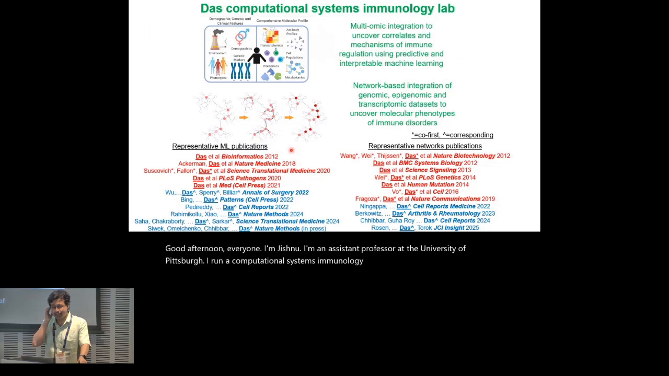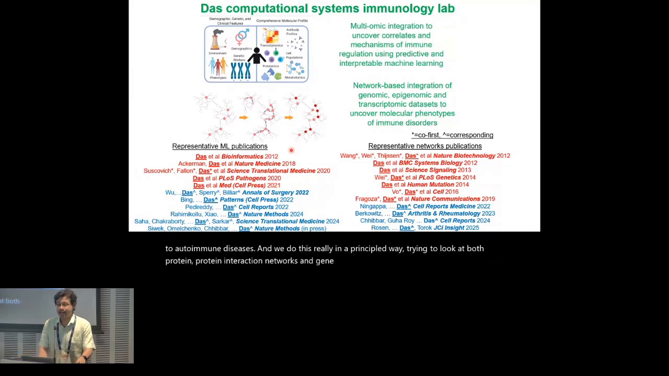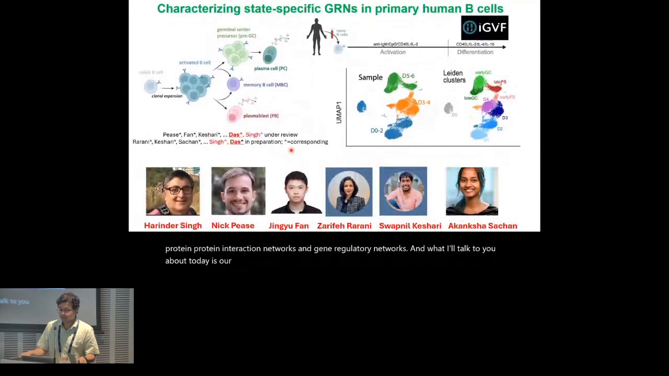We use machine learning and network approaches to study immunomodulation in a wide range of contexts, from infectious to autoimmune diseases. And we do this really in a principled way, trying to look at both protein-protein interaction networks and gene regulatory networks. And what I'll talk to you about today is our work with gene regulatory networks in the B cell system.